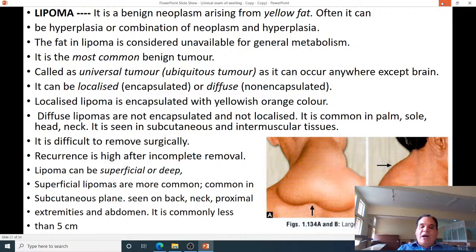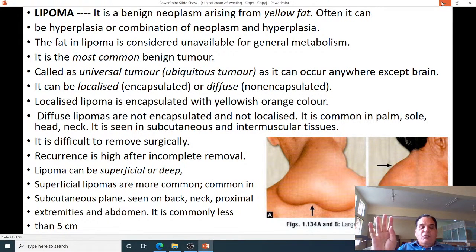Diffuse lipomas are non-encapsulated, common in palm, sole, head and neck, and subcutaneous plane. And if it is in the subcutaneous plane or intramuscular plane, the surgery is difficult. That is why recurrence is high after incomplete removal. Remember, don't take lipoma surgery lightly, thinking you have removed it like this. Even if one edge is remaining in some corner, it will recur. So be careful of complete removal, because with the large size itself, a very large incision, everything becomes major. Your incision is through and through, one side of the neck to the other side of the neck.